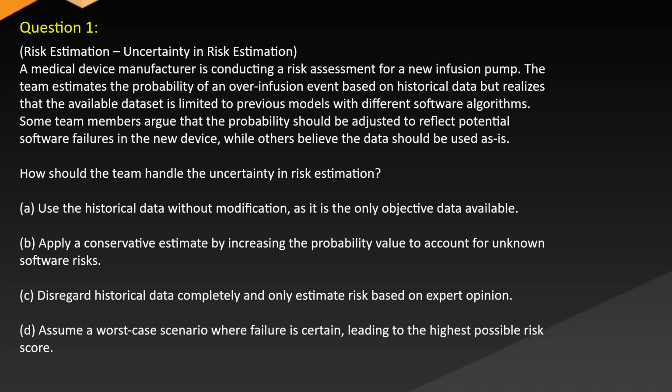Some team members argue that the probability should be adjusted to reflect potential software failures in the device, while others believe the data should be used as is. How should the team handle the uncertainty in risk estimation?